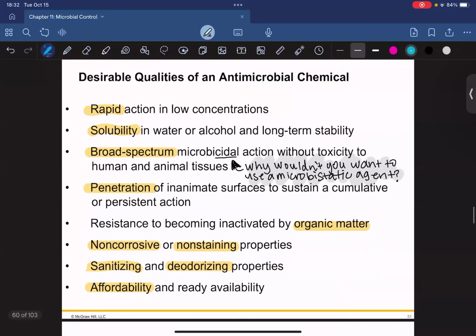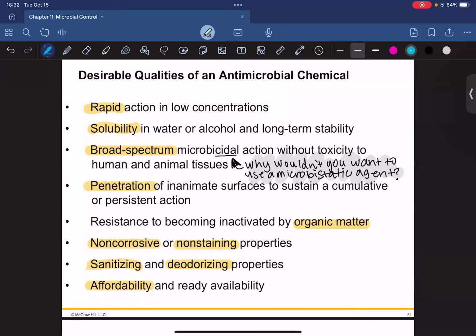All right, so what we want is the same basic things that we already talked about, but you want it to be rapid in very low concentrations, ideally. You want it soluble in the things that you normally use.